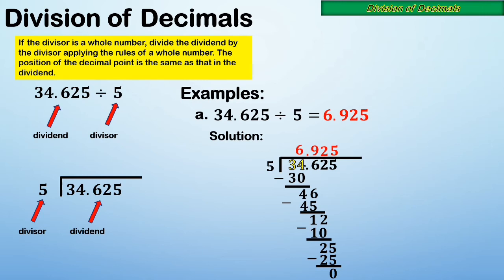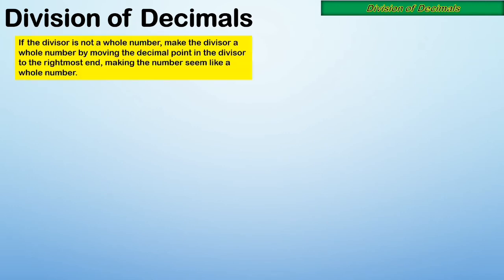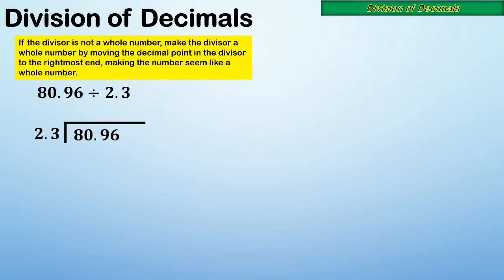If the divisor is whole number. How about if the divisor is a decimal? Okay, if the divisor is not a whole number, which is in the decimal form, make the divisor a whole number by moving the decimal point in the divisor to the rightmost end. Make the number seem like a whole number. Okay, example, 80.96 divided by 2.3. Okay, our divisor is 2.3. Ito siya. Our divisor is 2.3. We will make the 2.3 a whole number.